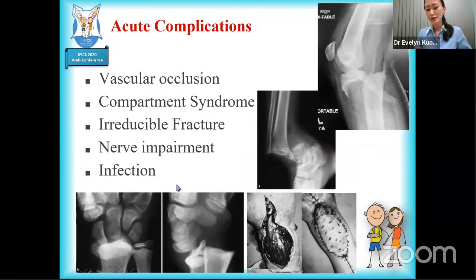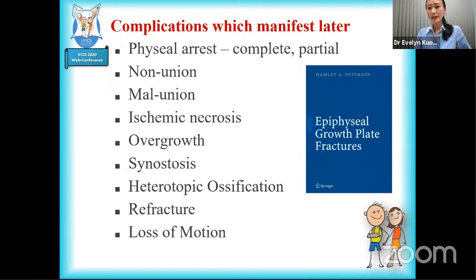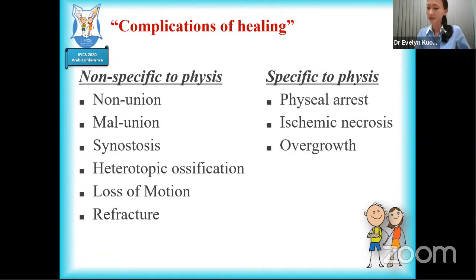Before I get into what can go wrong with the healing of physeal injuries, I still want to emphasize that you still have to take care of the acute complications. So you still have to take care of the vascular injuries and neurological injuries, things like compartment syndrome and open fractures. These all have to be dealt with well before you can go on to the subsequent complications of physeal injuries. Now, in Hamlet Peterson's book, he talks about complications which he calls manifest later, and there's a long list of them. I took the liberty of renaming that, and this is really just complications of healing after physeal injuries. There are two main groups.